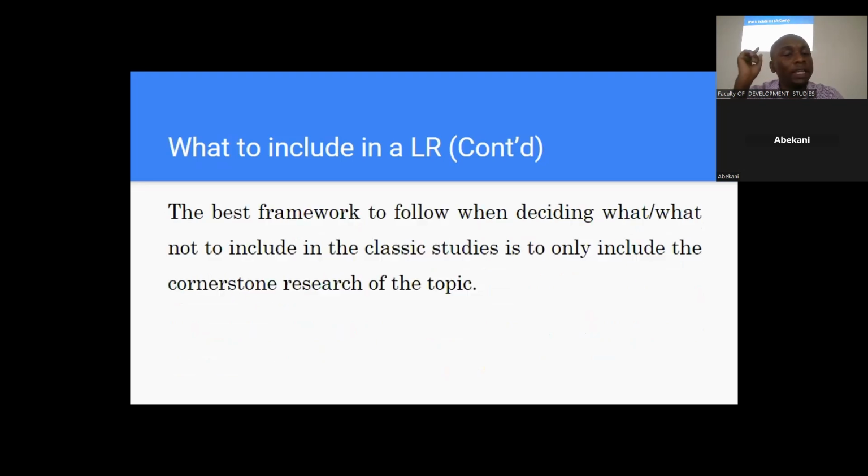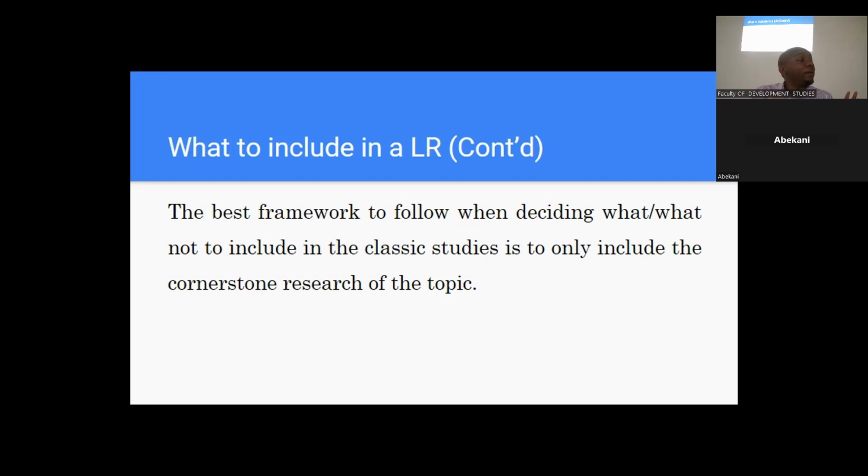So the best framework to follow when deciding what to include or not in the classic studies is to only include the cornerstone research of it. Okay, this is important. So basically, the most recent research are the most important one, obviously, because you want to know the most updated findings on a certain topic, you see, so that you don't repeat what others have already done. But even classic studies are important, but the only classic research you can choose are the most popular one, okay? For example, you can even go to Karl Marx many years ago, but because he established a very strong argument, you can include his argument. So only the cornerstone, this is what we call the cornerstone research. Those findings that have been so powerful, you can include them. But for the most recent research, even the smaller ones, you can include them.